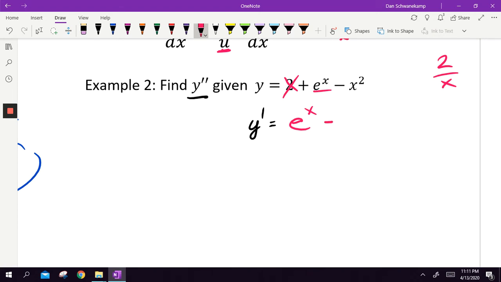Minus the derivative of x squared. Got to take the derivative of that as well. The derivative of x squared is 2x. Good, that's y prime, but that's not what I was looking for. I was looking for y double prime. So if I'm looking for y double prime, all right, cool, I'm going to take the derivative of this guy.